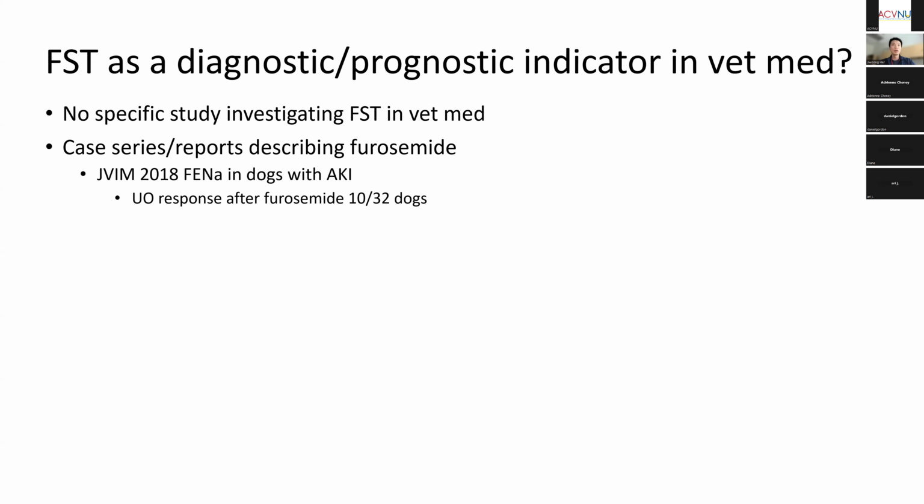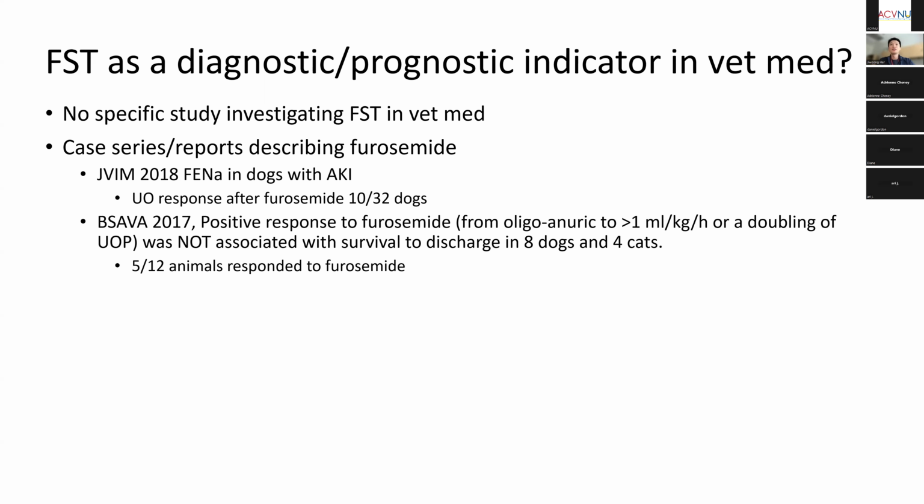Some of the relevant papers include a 2018 JVIM paper talking about the fractional excretion of sodium. They had 32 dogs with AKI that responded to furosemide, but they did not detail what particular criteria they used to define the responders. And this study also talked about patients that received furosemide and had a positive response, defined as a doubling of their urine output or the urine output going above 1. It was not associated with survival to discharge, with less than half of these patients responding to furosemide.